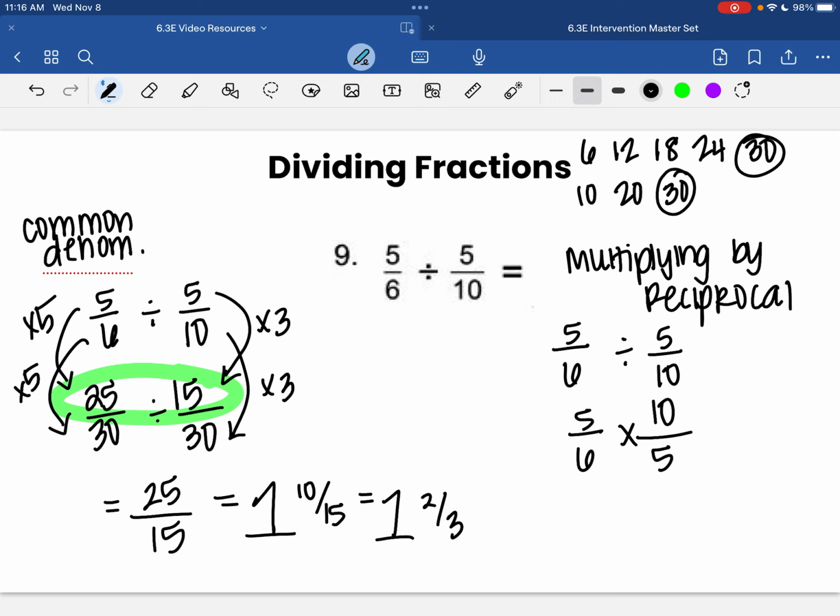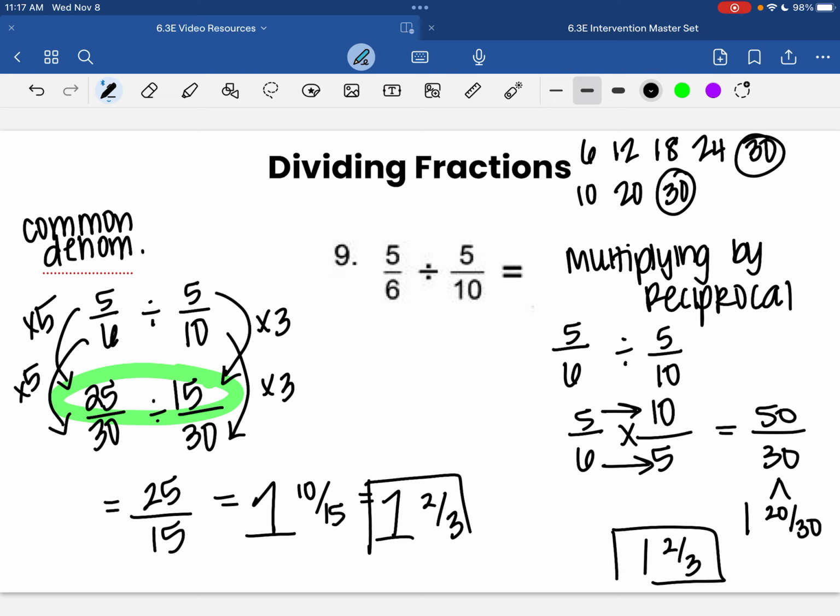And then I would just use my rules that I understand about multiplying fractions, where I multiply numerator times numerator to get 50, and denominator times denominator to get 30. And again, this is improper. So this decomposes into 1 and 20/30, or 1 and 2/3. So again, we're getting equivalent answers, and it does not matter which strategy we use. Let's look at one more.